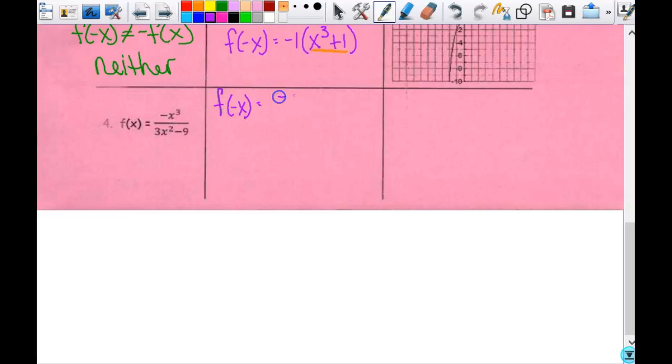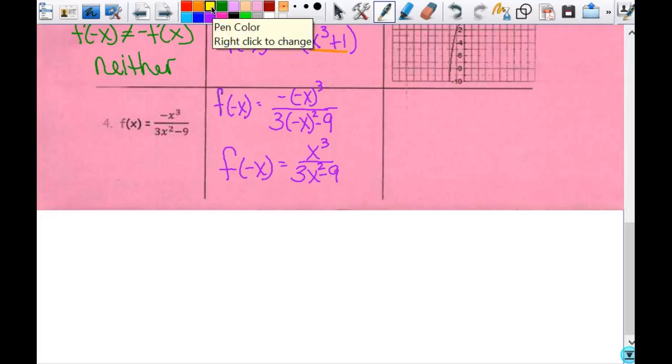So I'm plugging in my negative x. This gives me negative x cubed over 3 times negative x squared minus 9. Negative x cubed is negative x cubed, and then I have to change the sign on it. So f of negative x would equal x cubed over negative x squared, which is x squared. So this is 3x squared minus 9. Okay, so I stop and look. Does f of x equal f of negative x? No, it does not, right? So I've got to keep going.